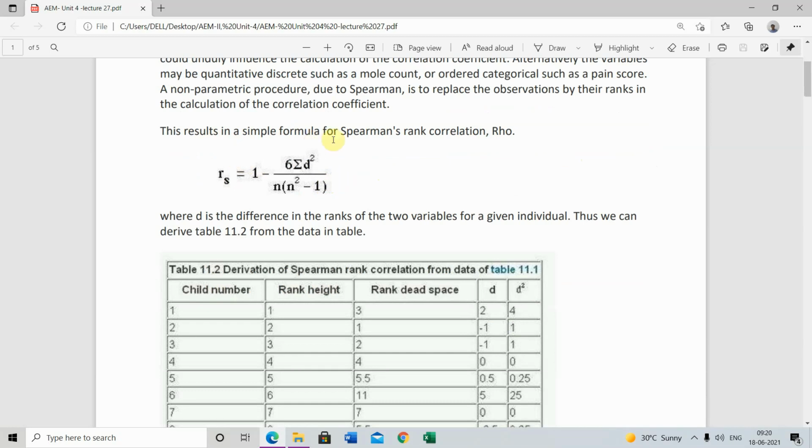This results in a simple formula for Spearman rank correlation rho. Rs equals 1 minus 6 summation of d square upon n into n square minus 1, where d is the difference of the ranks of x and y, n is the number of observations, and d is the difference of rank of the two variables for a given individual. Thus we have a table.